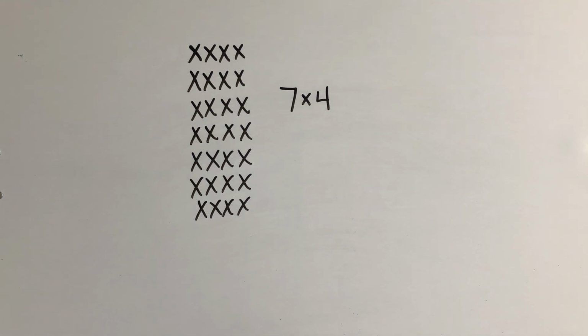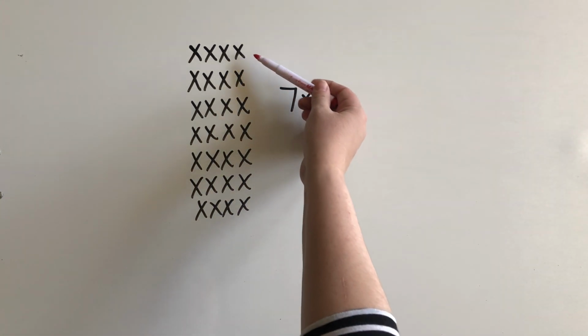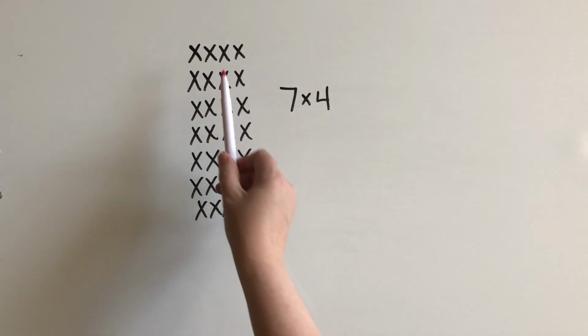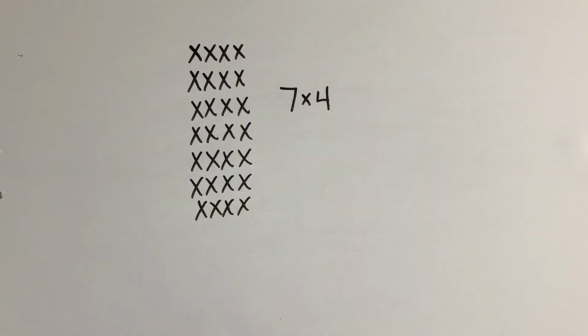Well, one way would be to skip count. We could skip count by 4s, 4, 8, 12, 16, like that. Or we could skip count by 7, 7, 14, 21, 28. However, skip counting is not always the best option. Sometimes it's a better idea to have a really good strategy. So here's one way that I might do it.